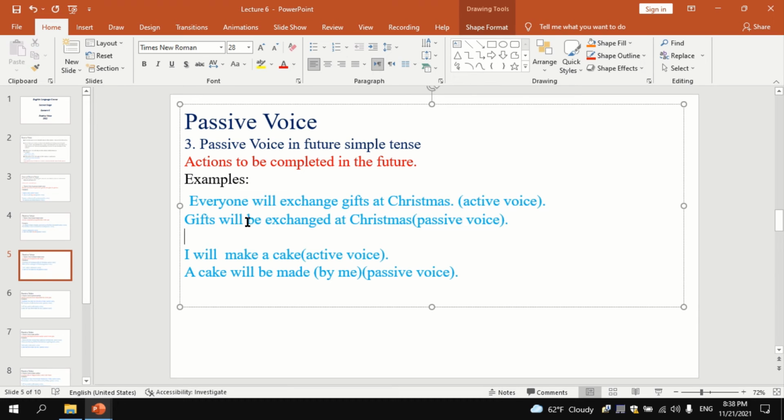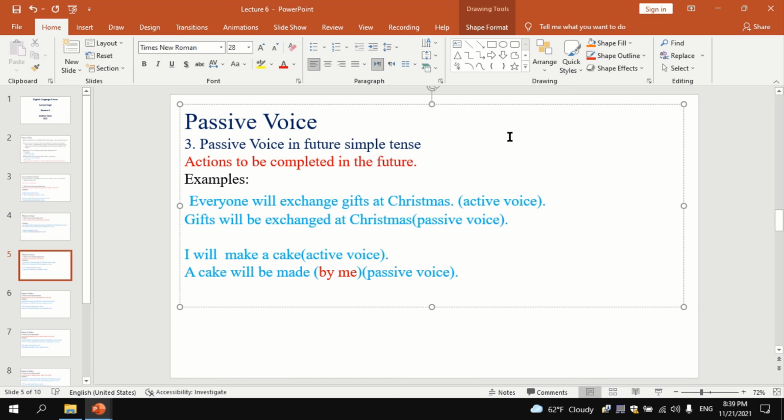Here we use will be, the verb to be after will, and the past participle. I'll make a cake. A cake will be made by me as well. This is the passive voice. So in the future we use will plus be plus past participle to form a passive voice in the future tense. So the passive voice can be used in any tense.